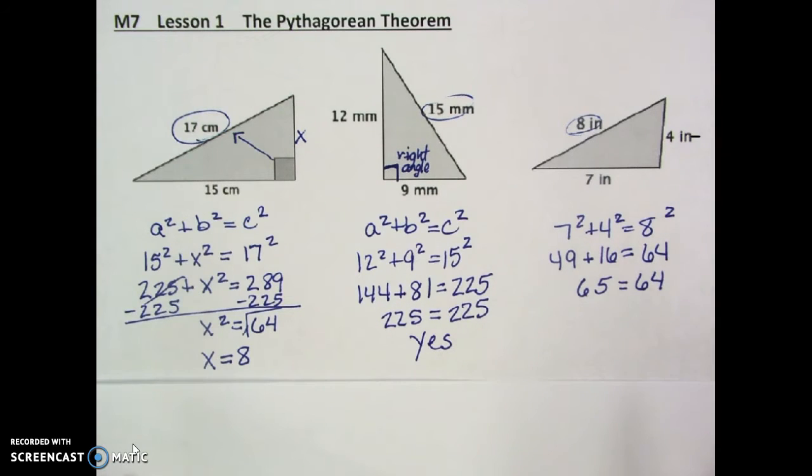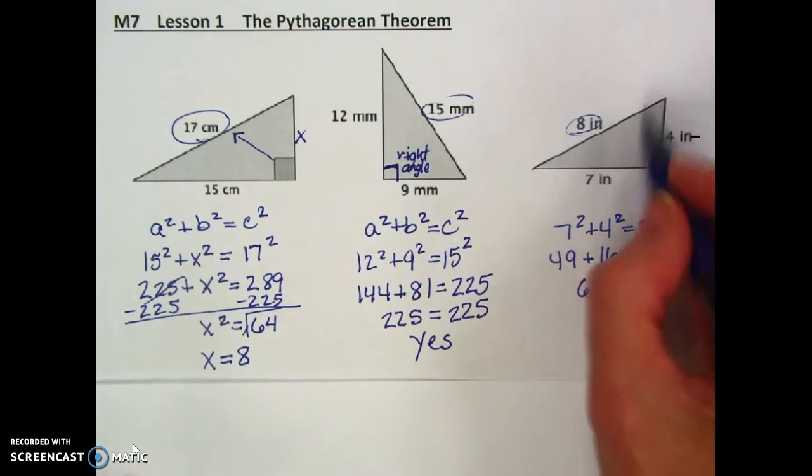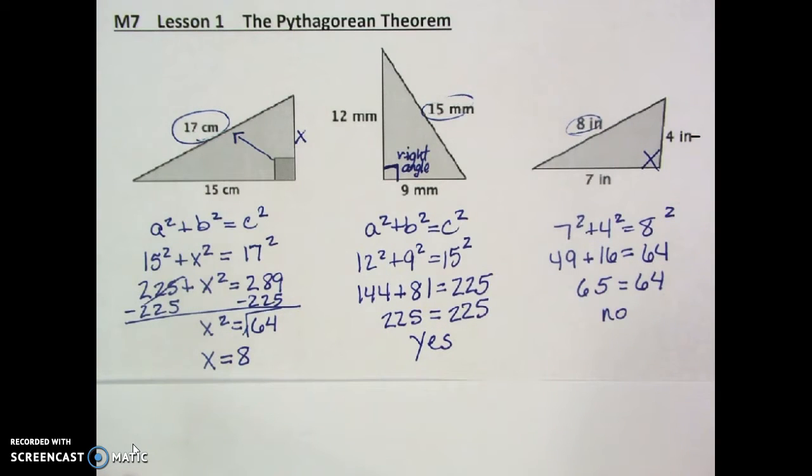So close, but not 64. So this is not a right triangle, even though it might look like it. It is not a right triangle. All right, so we're going to practice some more problems with the Pythagorean theorem.